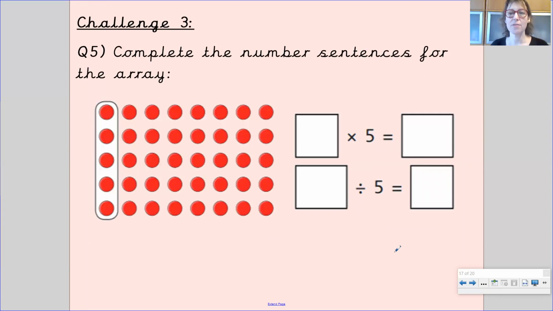Challenge 3 is another array. Again, in columns, you've got 5 in each column. So how many columns have you got and how many counters have you got altogether? And then can you change that into your division question? And remember, this isn't very difficult. This big number that goes at the end of your multiplication is the one that goes at the beginning of your division, which kind of is a bit cheeky because then you can work out where that one's got to go.